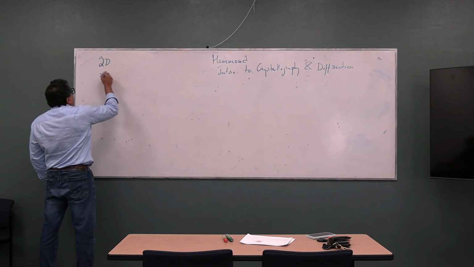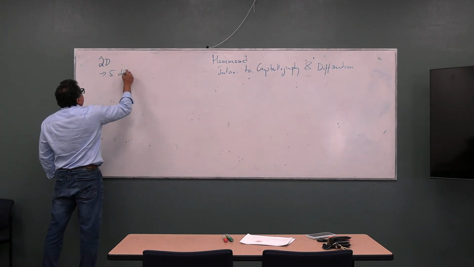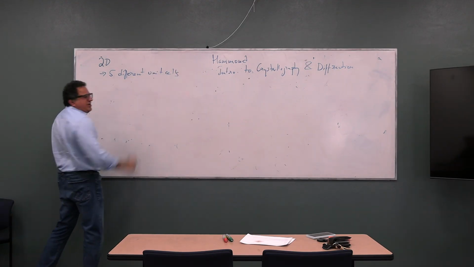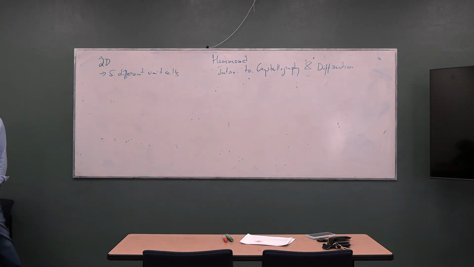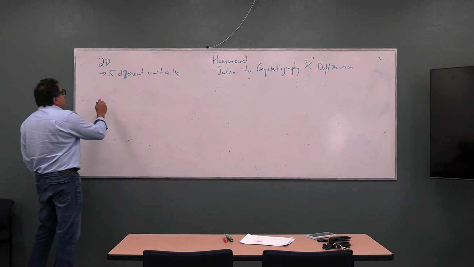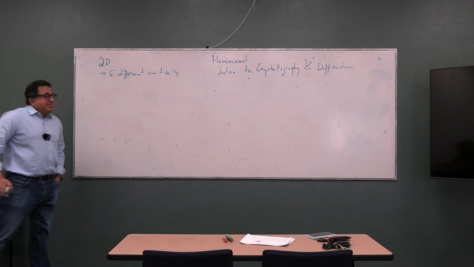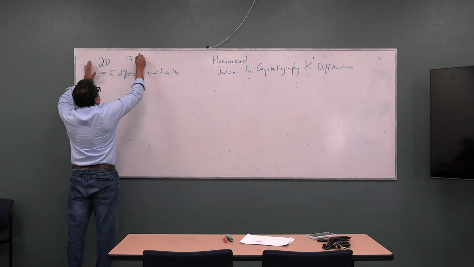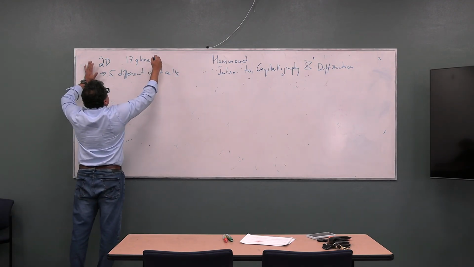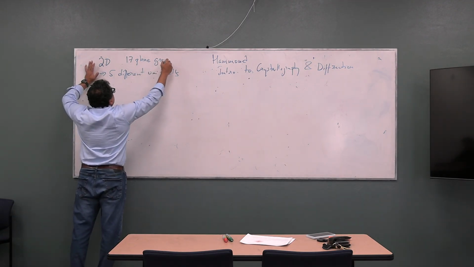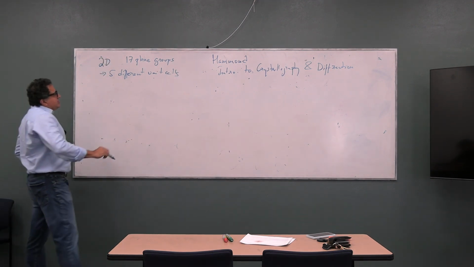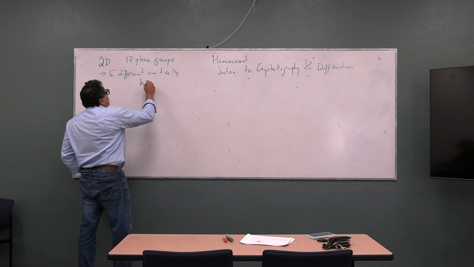2D, first there are 5 different kinds of unit cells. What's the simplest unit cell in 2D? Oh, by the way, 2D, 5 different unit cells, 17 plane groups, 17 two-dimensional groups. Do you know what else these groups are called? You may be appreciative of this name. They're called wallpaper groups.